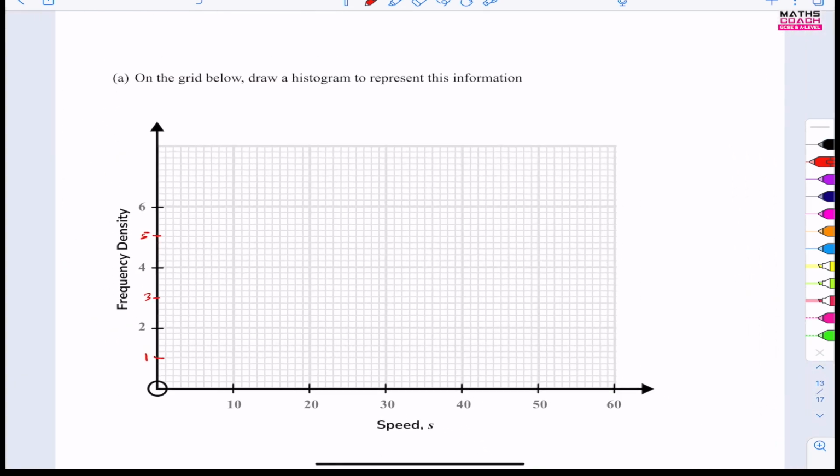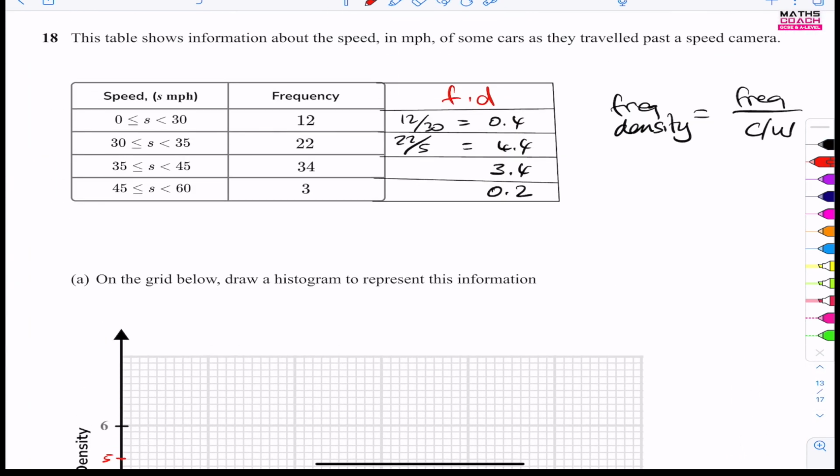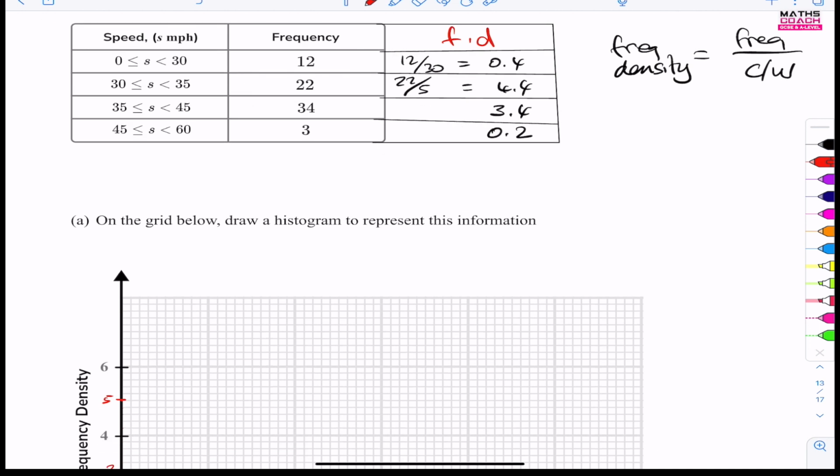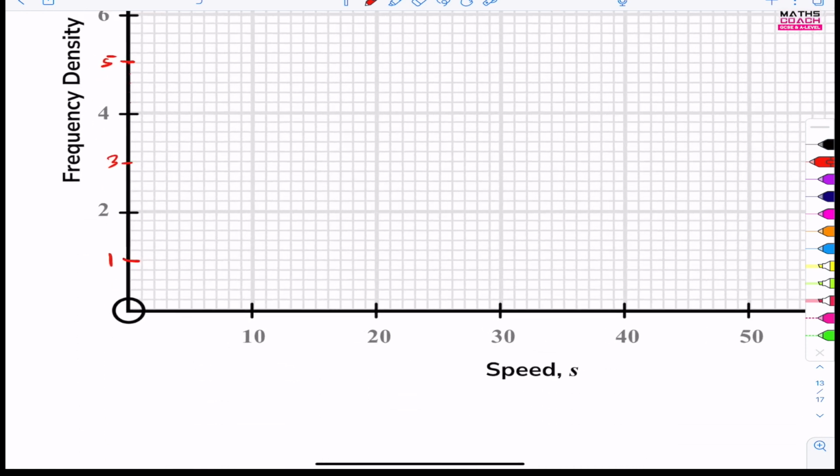Now, what we're doing quickly, I'm going to be zooming in and out. So just make sure you've got that table down. So 0.4 between 0 and 30. So there's 30 here. We're going to go up to 0.4.